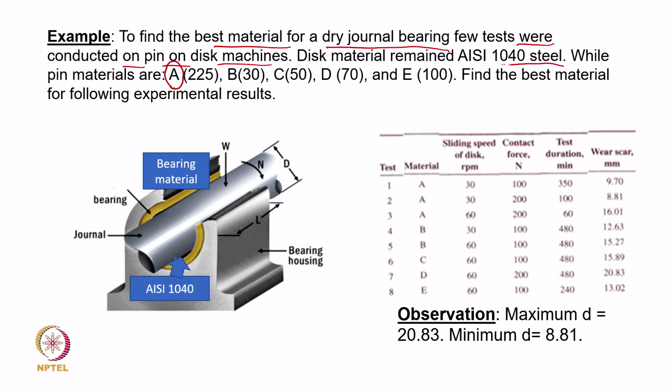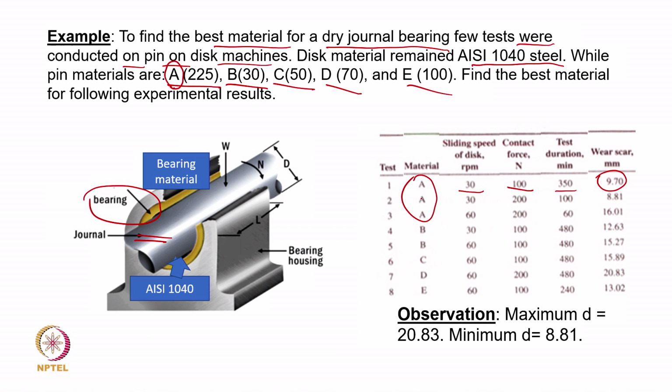So, in this case we have kept the disc material as AISI 1040 steel. That means the shaft or journal material has already been decided. What do we need to do? Choose a bearing material. The bearing material can be A, B, C, D or E, and these are the parameters given to us for material A, where they have conducted three conditions. One is a sliding speed of the disc of 30 rpm, load of 100 Newton and duration of 350 minutes, and they are getting a wear scar of 9.7 mm.